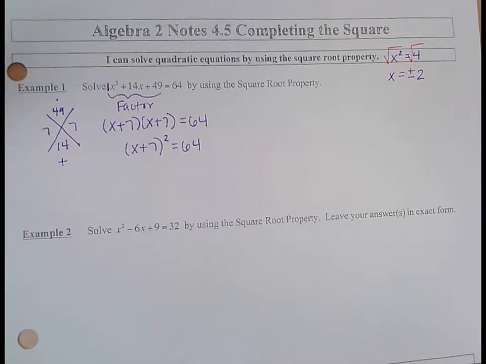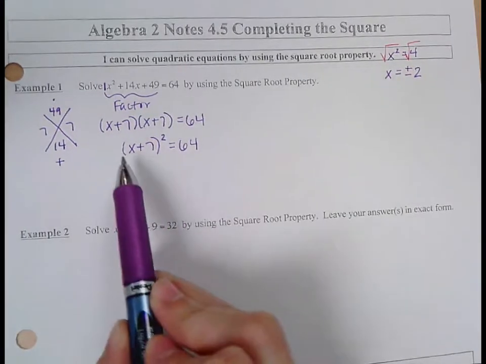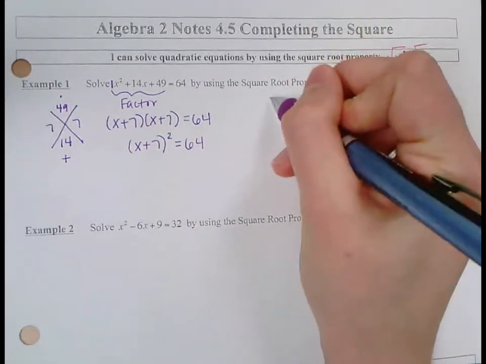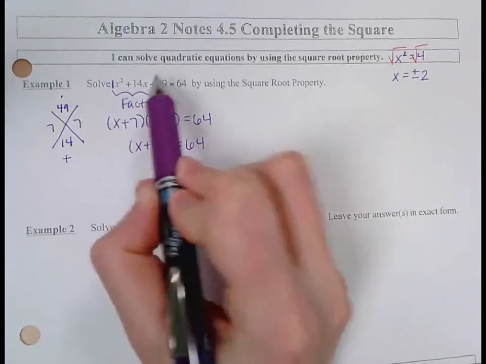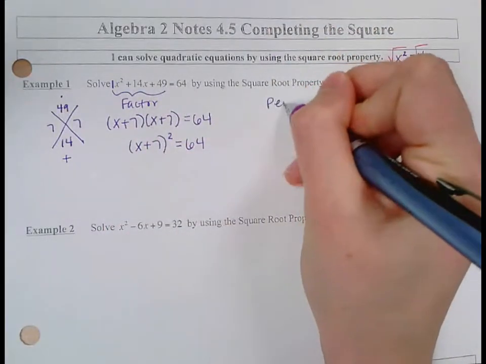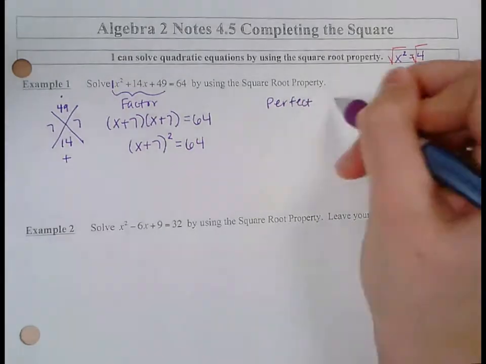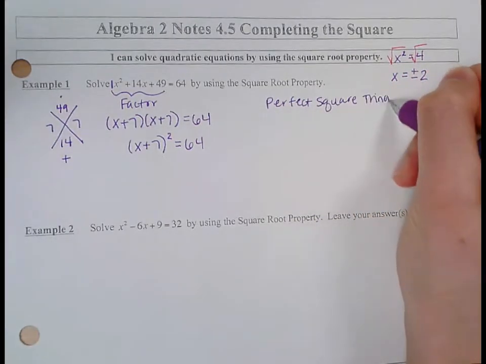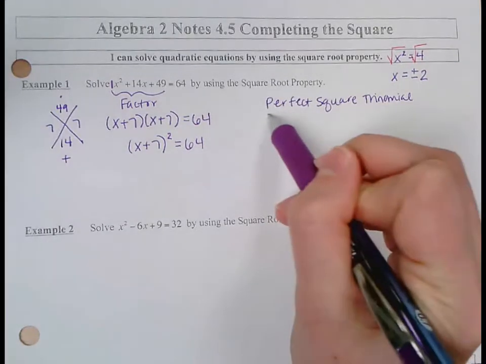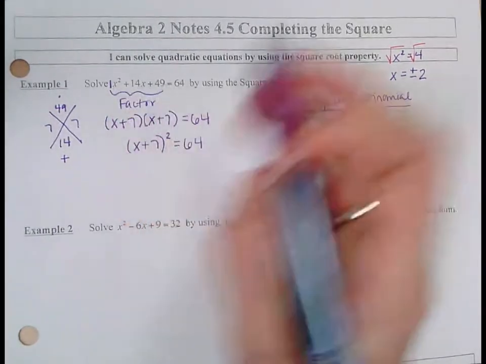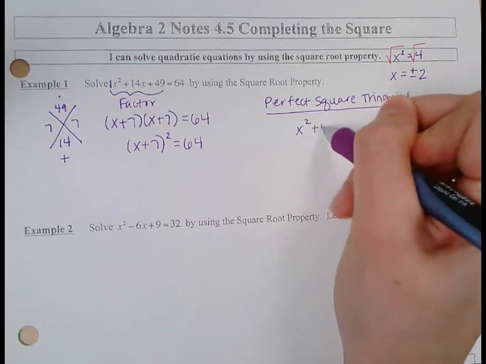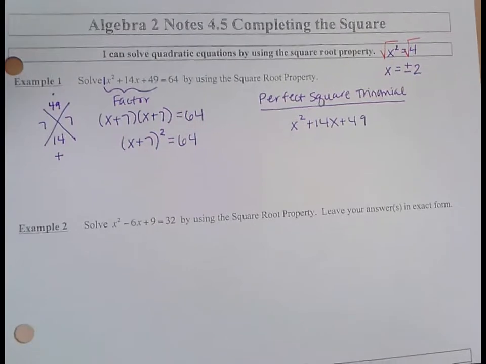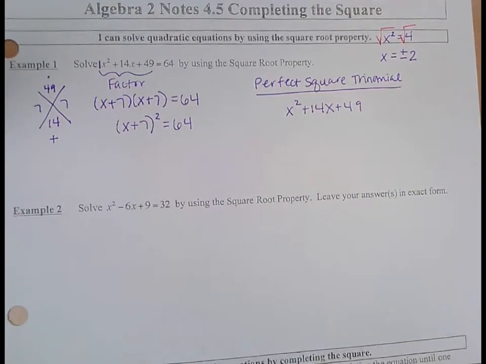Now, we're not finished with this yet, but I'm going to do a side note here. When we were reviewing how to factor trinomials, I did mention there's a special type of trinomial, and that's the perfect square trinomial. So I'm just going to rewrite the trinomial we had, which was x squared plus 14x plus 49. And here's how to recognize if you have a perfect square trinomial.